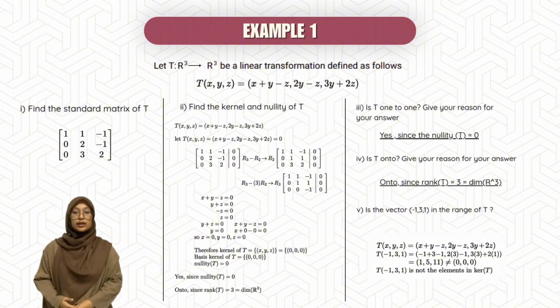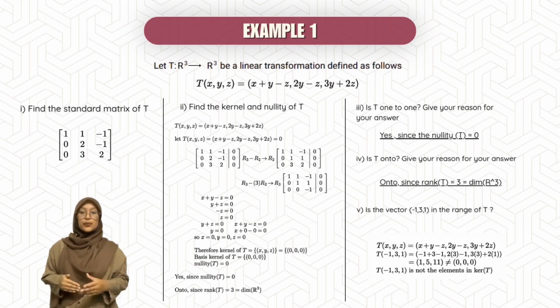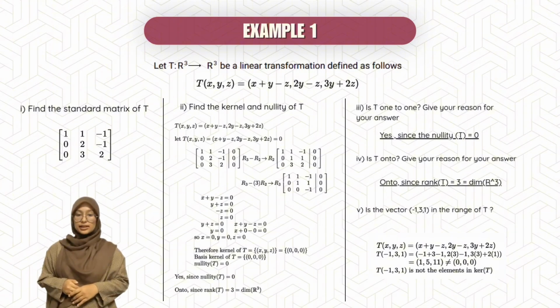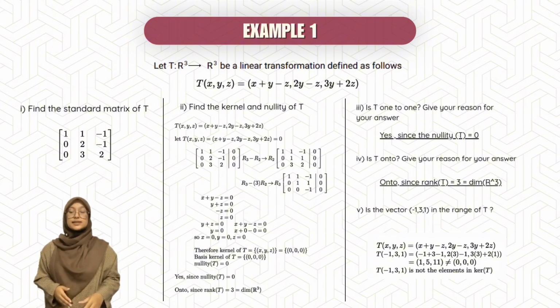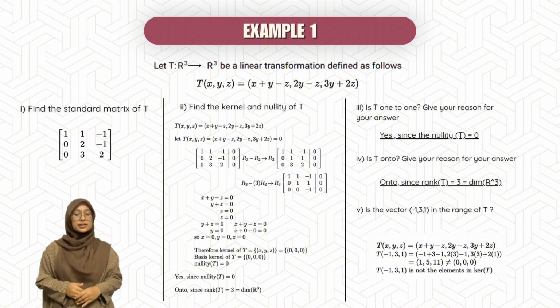Moving over to the right column, we can quickly answer questions 3 and 4. Is T 1-to-1? Yes, our reason is simple because we just calculated that the nullity is 0. For question 4, is T onto? Yes, by using the rank nullity theorem, if our domain is 3 and our nullity is 0, our rank must be 3, because the rank equals 3, which perfectly matches the dimension of our target space R cubed.